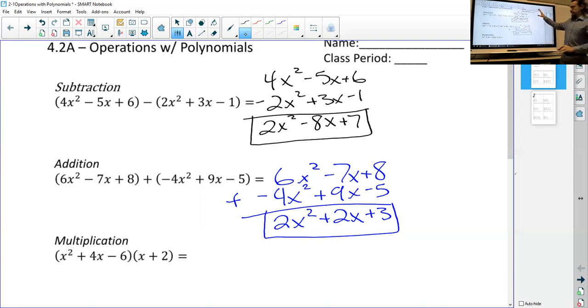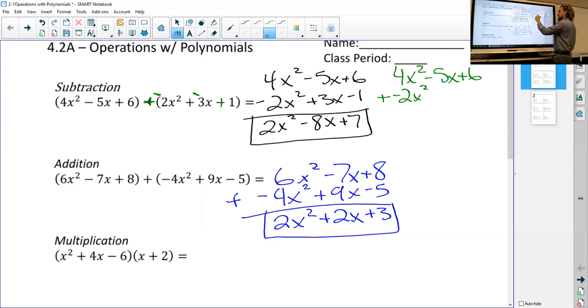But I don't really like that way, because I've got to think way more than I really want to here. The other way to do this at the very beginning is, what if I just change this to addition? So if I change this to addition, then I would have to flip all the signs in my second set of parentheses. So positive 2x becomes negative 2x, plus 3x becomes minus, and then minus 1 becomes plus 1. So then when I write this out, I'd have 4x squared minus 5x plus 6, and then plus negative 2x squared minus 3x plus 1.